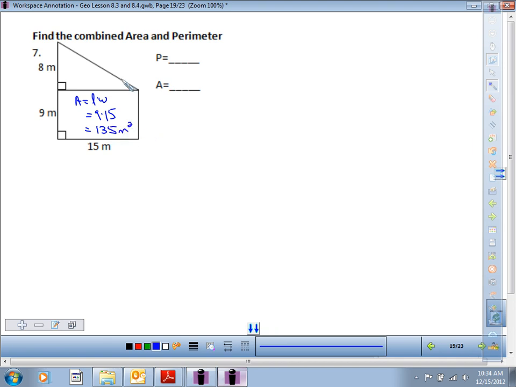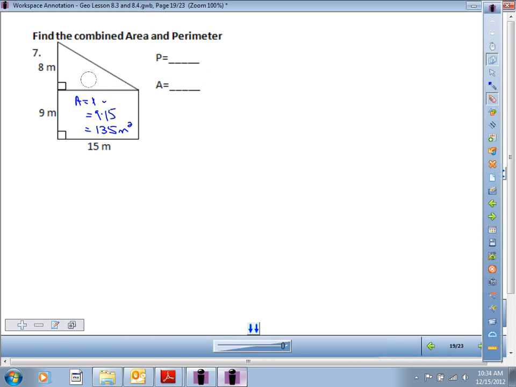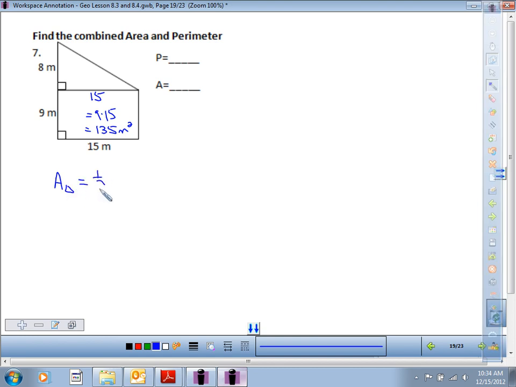All right. Now let's go up here to the triangle. What we have to look at is what's the base of this triangle. So if we look at the base of this triangle, we actually have to do a little bit of work here. Look down to where that's 15. Okay. So the area formula for that triangle, I'm going to come down here and do my work, is 1/2 times the base of 15 times the height of 8.